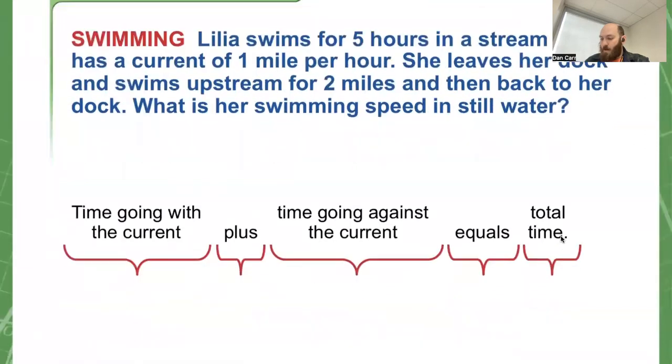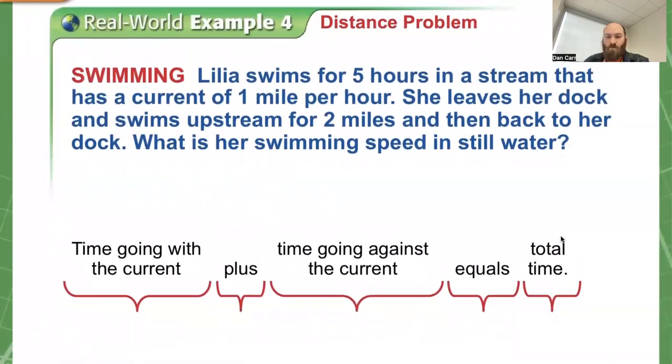Okay. Another type of problem we have is when we deal with currents in swimming. So Lilia swims for 5 hours in a stream that has a current of 1 mile per hour. She leaves her dock and swims upstream for 2 miles and then back to her dock. Okay. What is her swimming speed in still water?